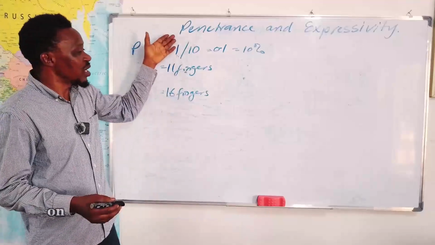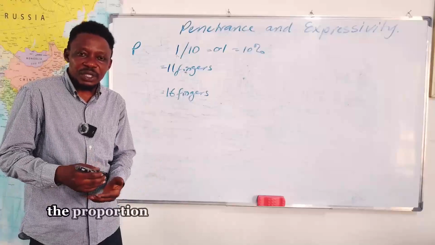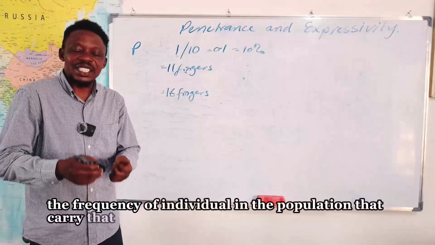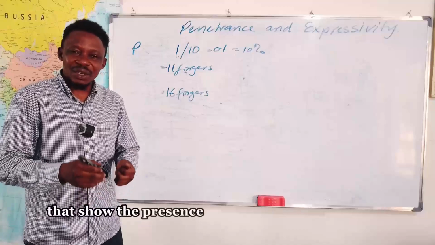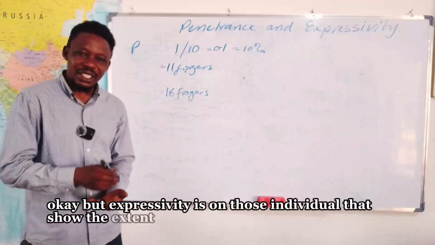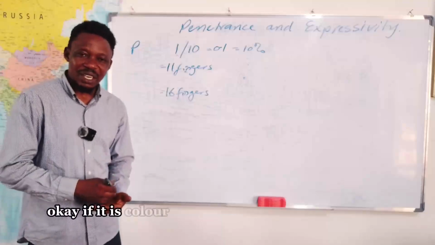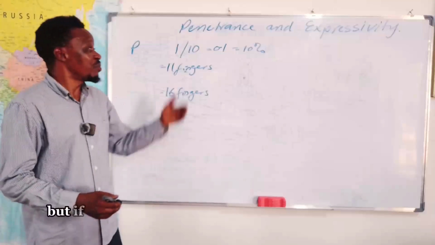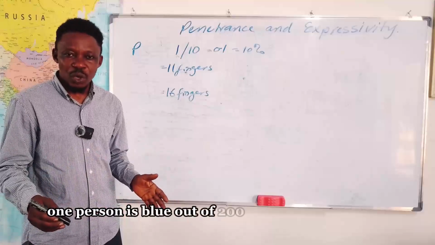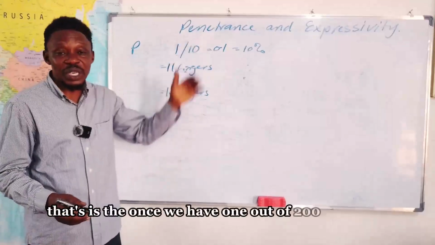So penetrance, on the other hand, is just telling us the proportion, the frequency of individuals in the population that carry that gene, that show the presence of that gene. But expressivity is about those individuals that show the expression of that gene, to what extent. If it is color, to what intensity is the color. Penetrance just tells you, is the color present? Yes, 1% is blue out of 200 white. So that's 1 out of 200. Once we have 1 out of 200, that's penetrance.